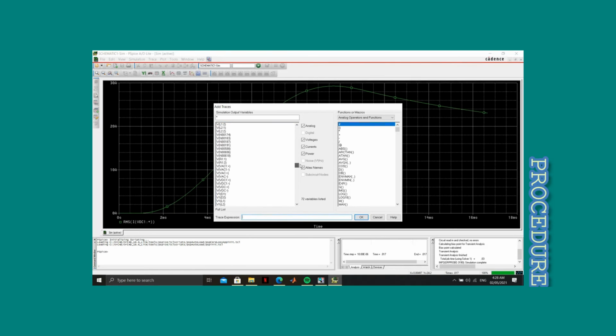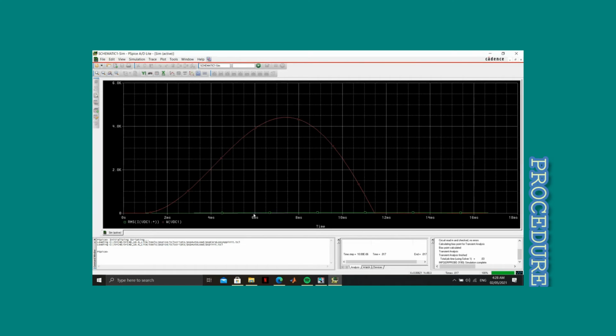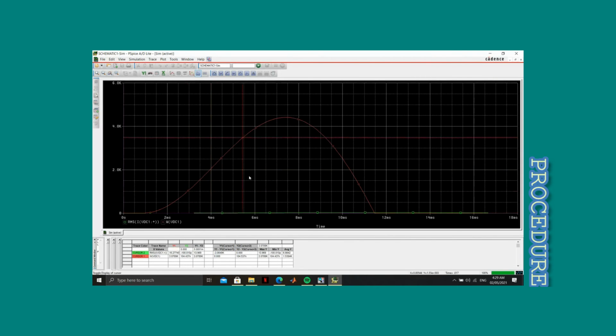Now we are asked to add the power absorbed by the DC source. So it will be W(VDC1). As we can see, there is a large difference between the two values, since the RMS current only became almost a straight line. This means that the power across the DC voltage source is extremely large. So at the end of one cycle, DC power would be 106.364 nano, while its peak value is 4.4142 kilowatts.